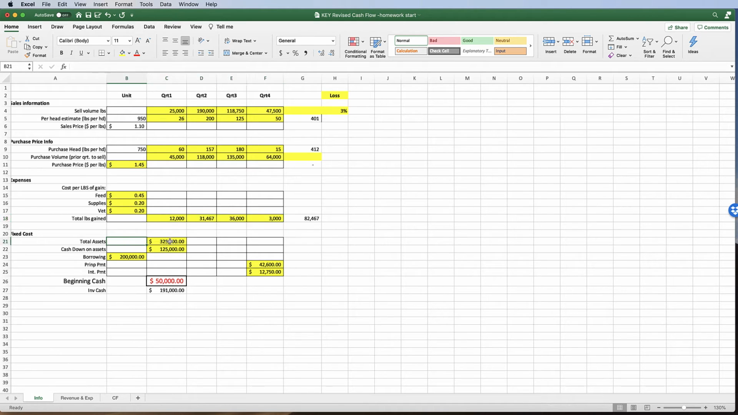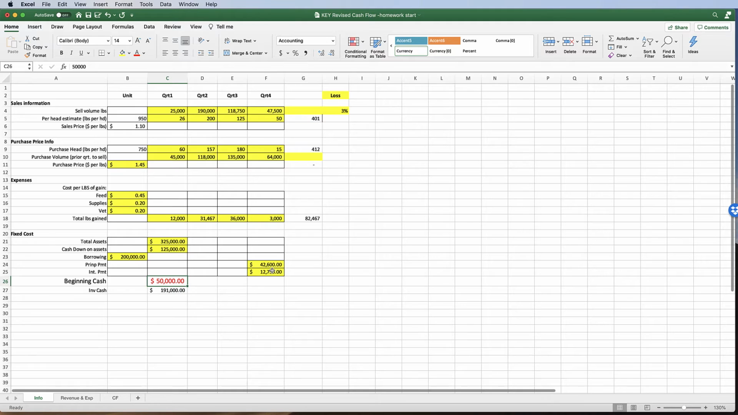Also, a little bit of our assets and the money we had to pay. We had to pay a little more down, which means we had to borrow a little bit different money. So those things changed. Because that loan changed, it actually changed our principal and interest payments. And then we still have the same $191,000 investor cash.